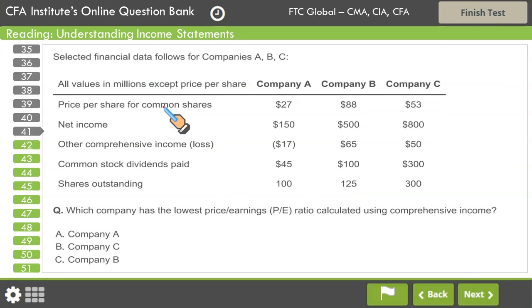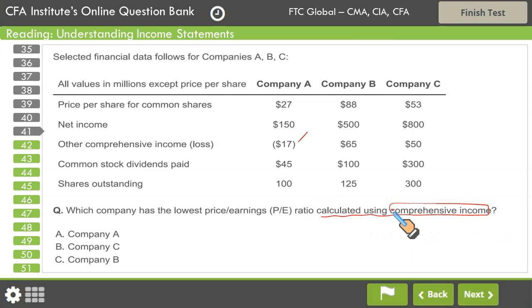Next is an interesting one. Selected financial data follows for companies A, B, C. We have been given price per share, net income for each, other comprehensive income or loss, common stock, dividends paid, shares outstanding. What are we required to calculate? Which company has the lowest price earning ratio calculated using the comprehensive income?